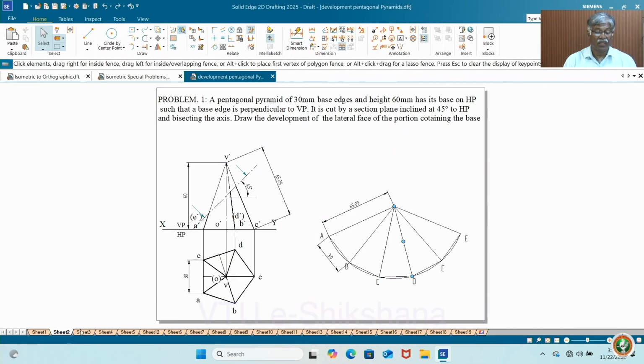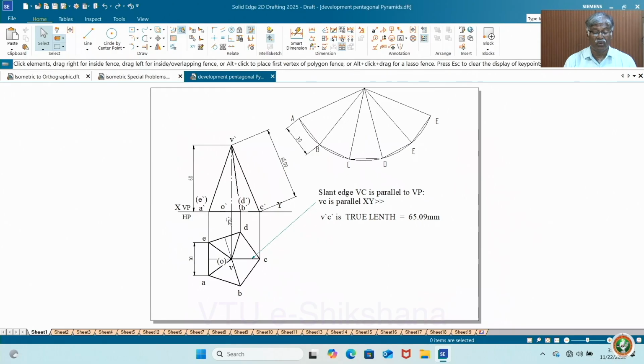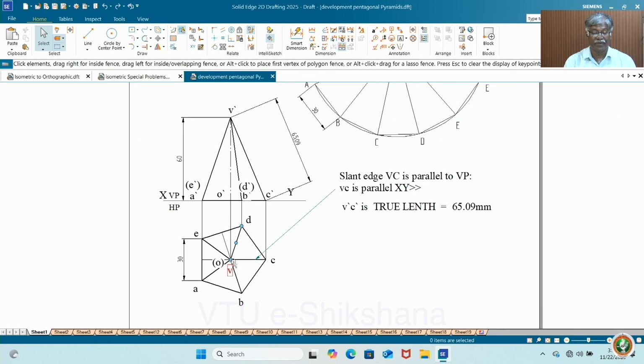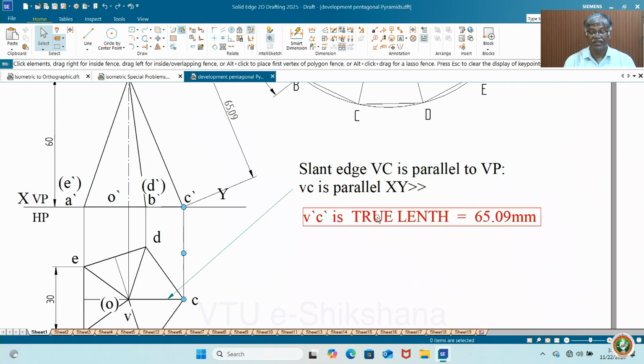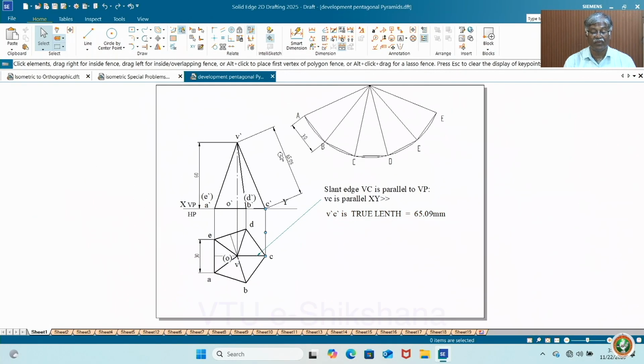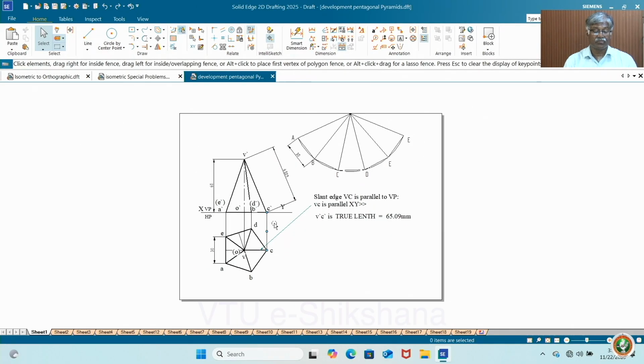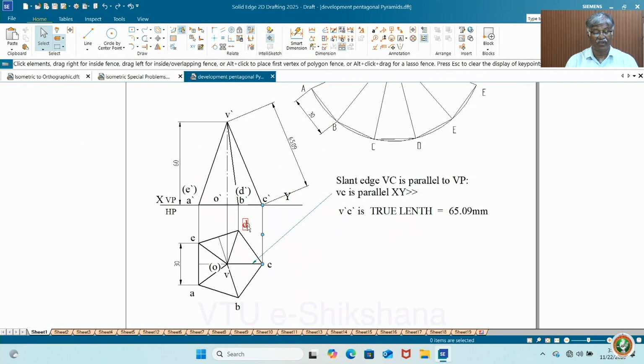Now basically you have to know what exactly the concept is. That is why I took this type of problem. Majority of the time people commit mistakes. So the slant edge VC is parallel to VP. Definitely V dash C dash is the true length. If you measure, you will get around 65.09. For the same thing in your computer, the second decimal place may be changed, or it may be exactly 65. Now if you do the calculation, then only you will get the exact value.